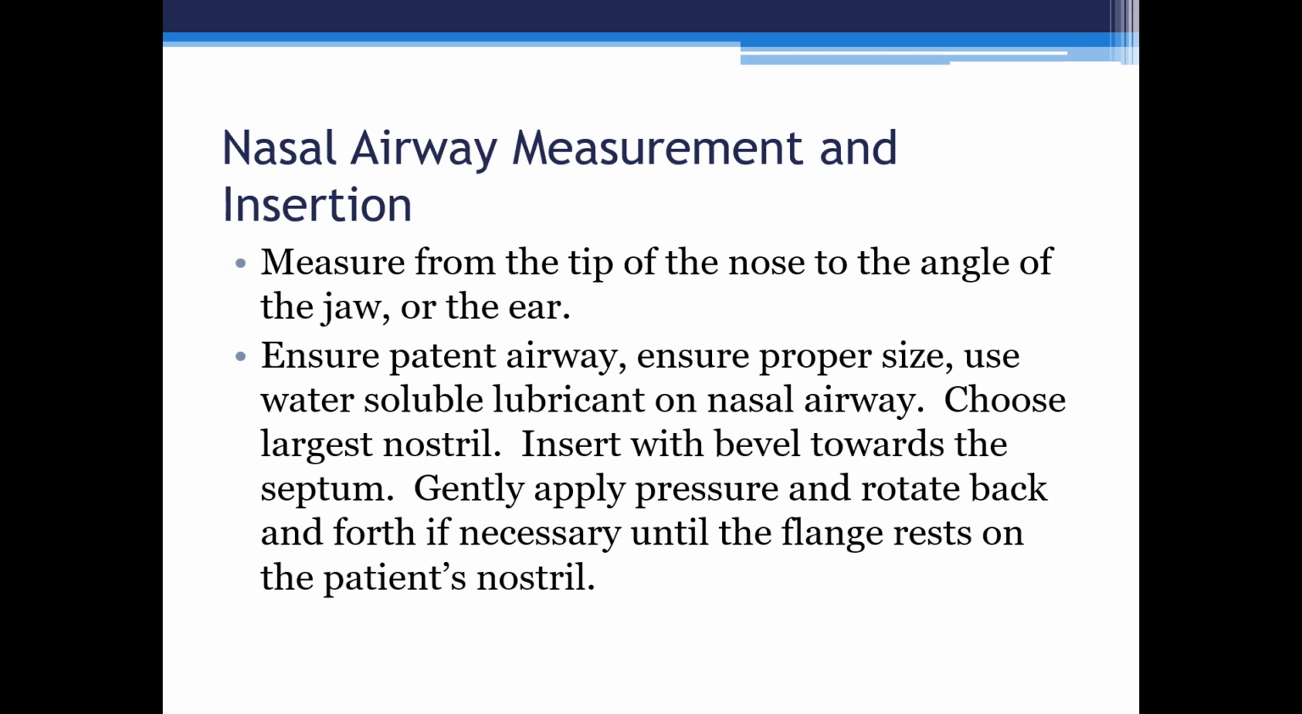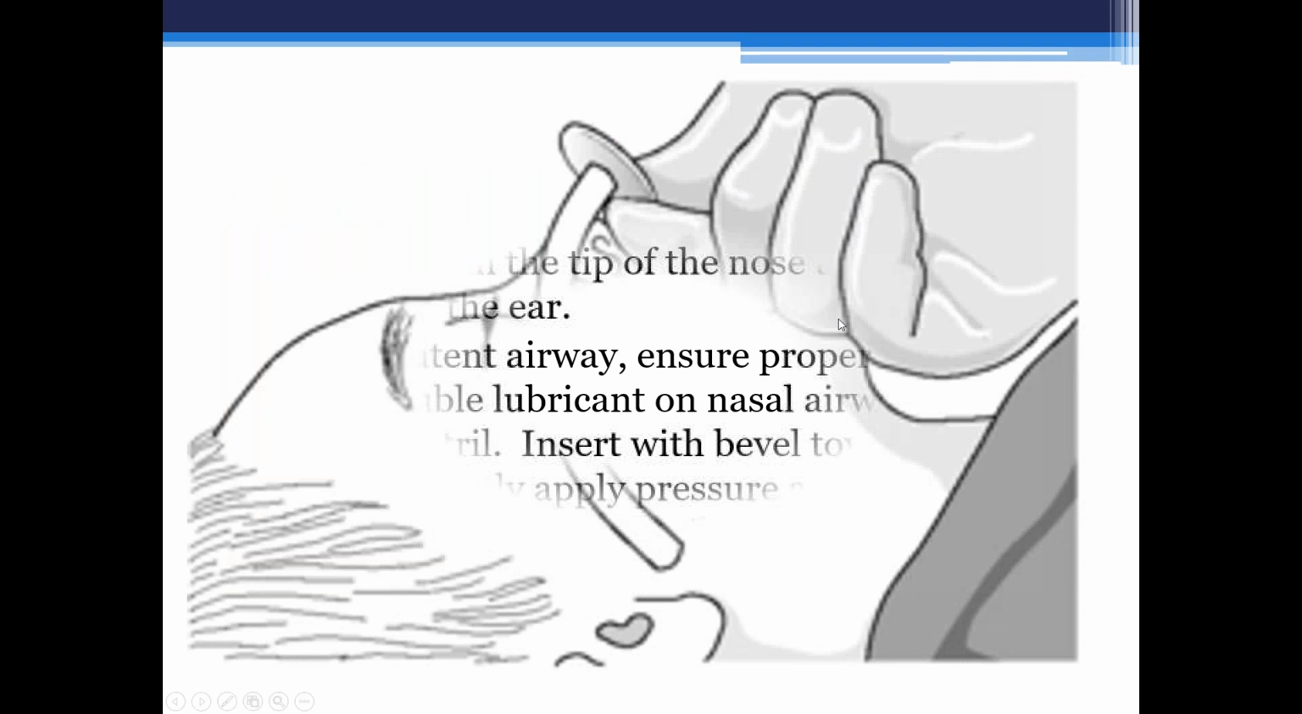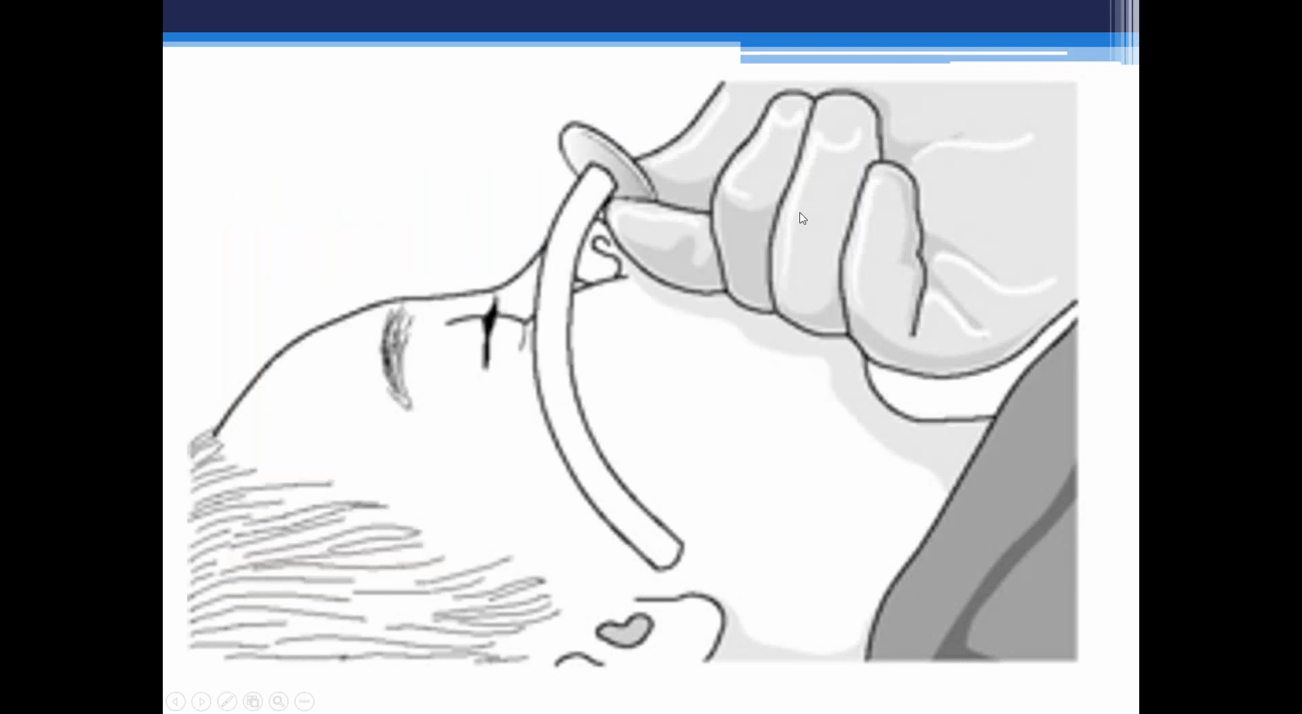Now, if I go into the left nostril, again, I have to insert it with the bevel towards the septum. I'm going to start where it's completely inverted. I'm going to insert. Once I pass that septum portion of the patient's nostril, I'm going to rotate it 180 degrees and continue to insert that nasal airway. So this is how we measure, utilizing the tip of the nose to the ear.